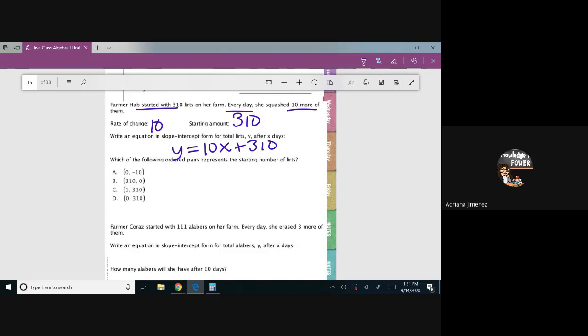And it asks which one is my starting point. We already know it's 310, so we can cross out the ones that don't have it. So we have B, C, or D. But how do I know which position it's supposed to be? Well, we know x has to go with the 10, and so that means the 310 is the y. So we would cross out B. A starting number can't start at 1. It starts at 0 because you're at the origin. So my answer is this one.